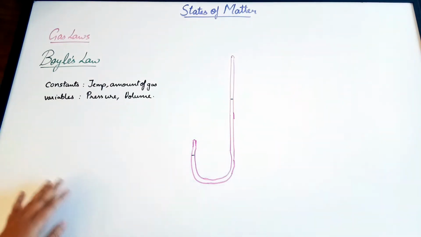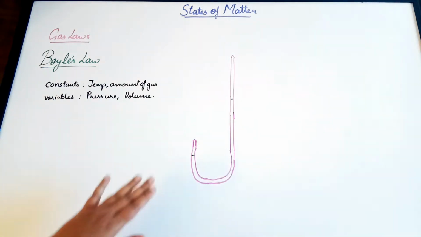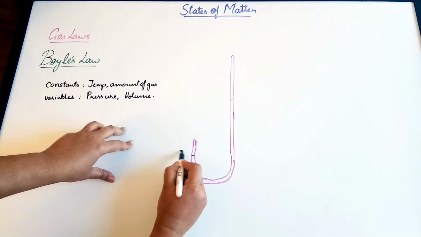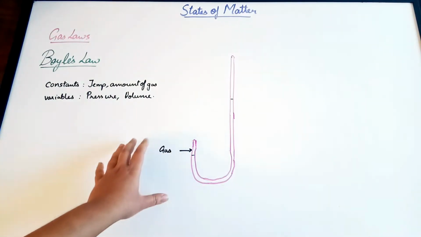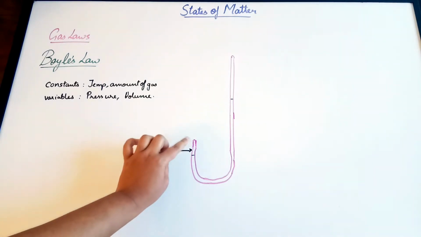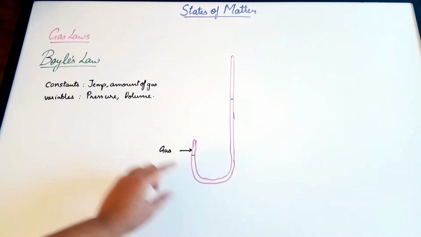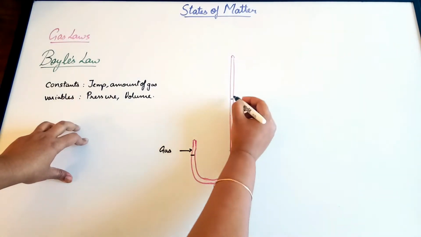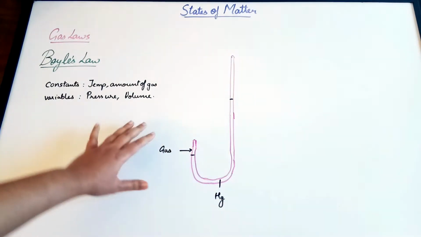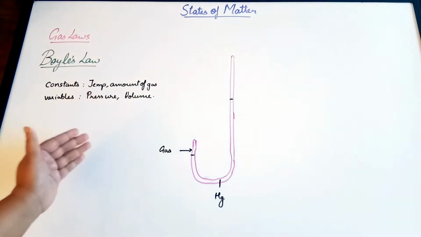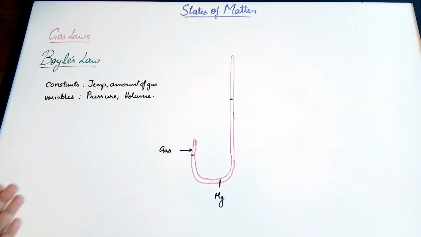For that, Robert Boyle actually used a J-shaped tube, something like this. Assume this is a J, and here you have some amount of gas which is trapped. We know that the amount of gas is not going to change because this is all mercury. These two lines show mercury. Also, the temperature is going to stay constant because this particular experiment was done at a constant temperature.